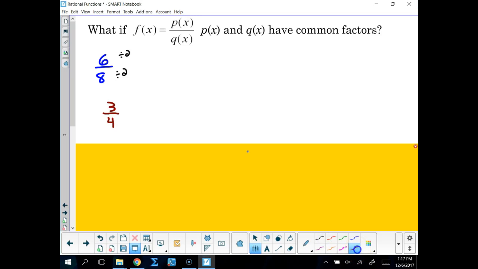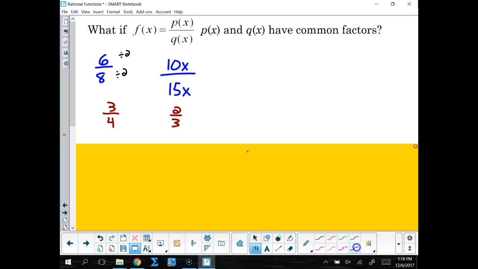What if my function looked like 10x over 15x? Do I like that one? What can I divide both of those by? 5x, right? That leaves me with 2/3.